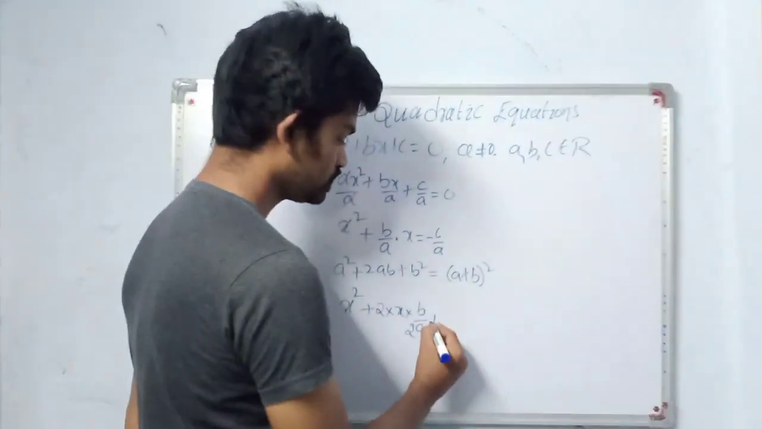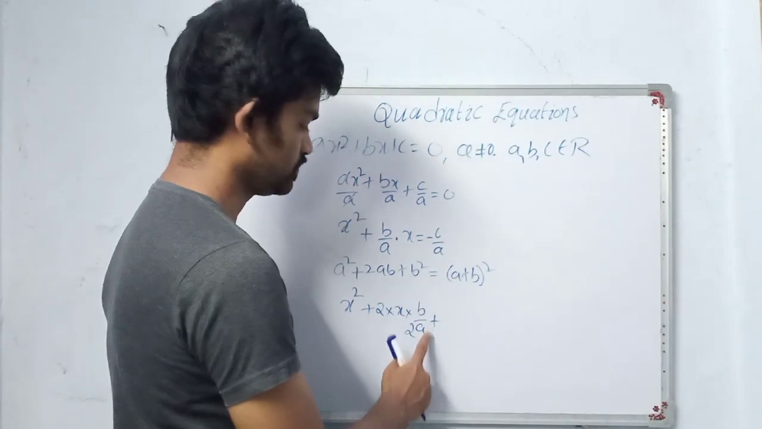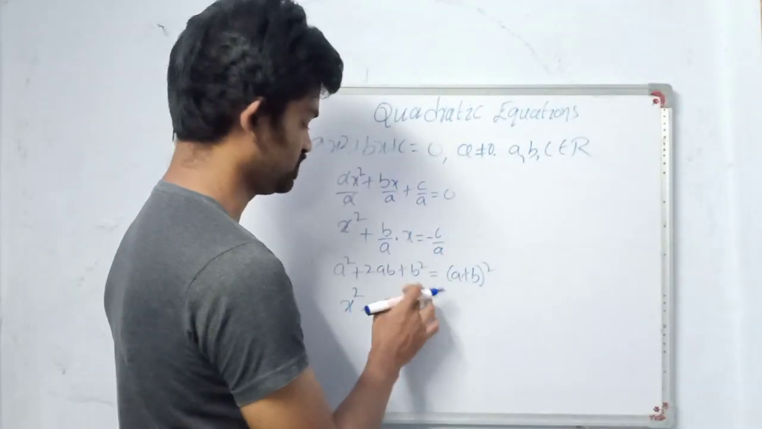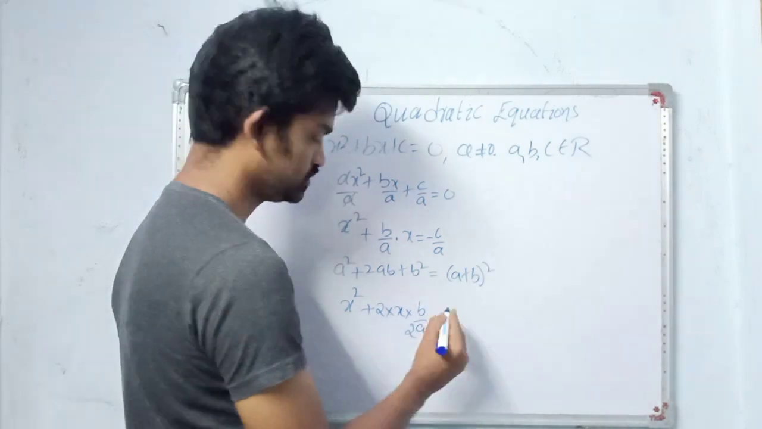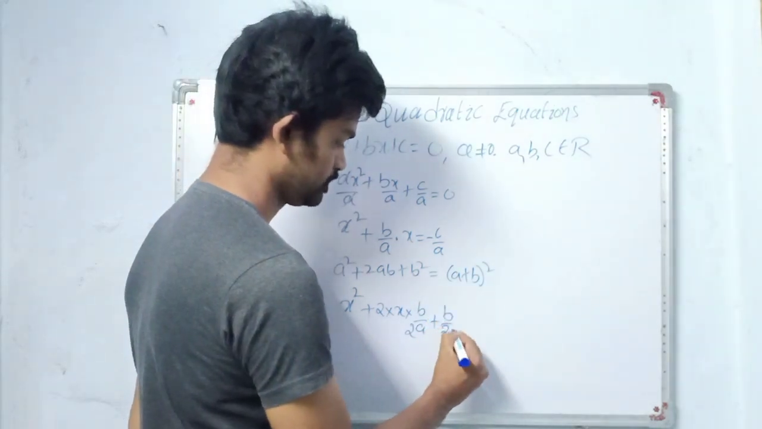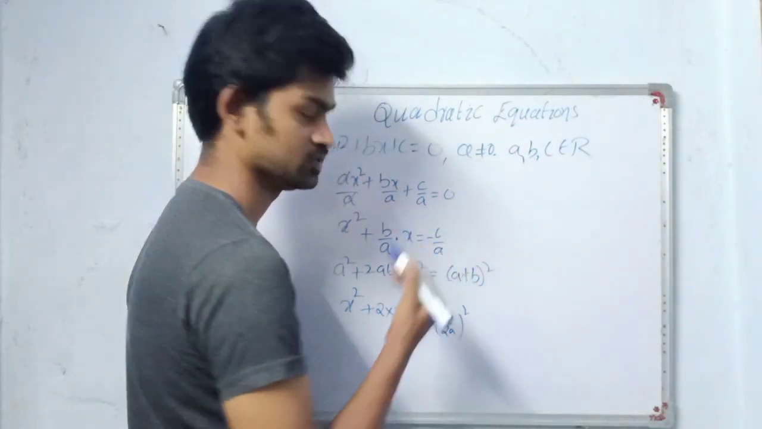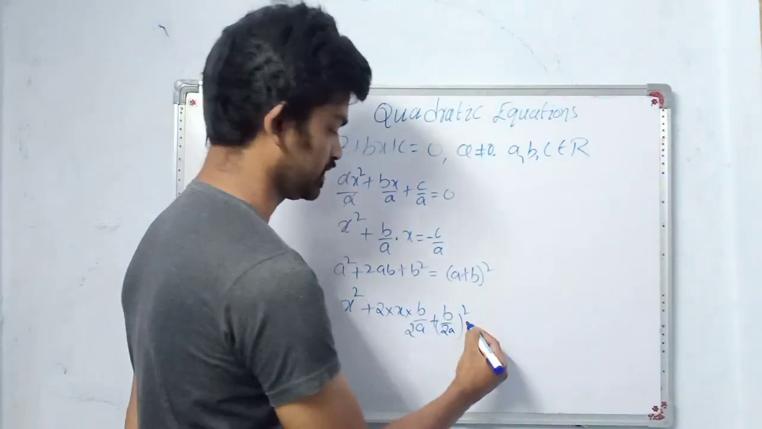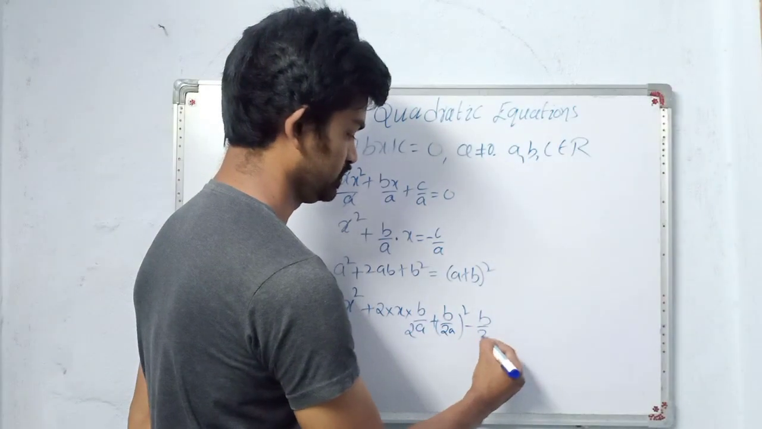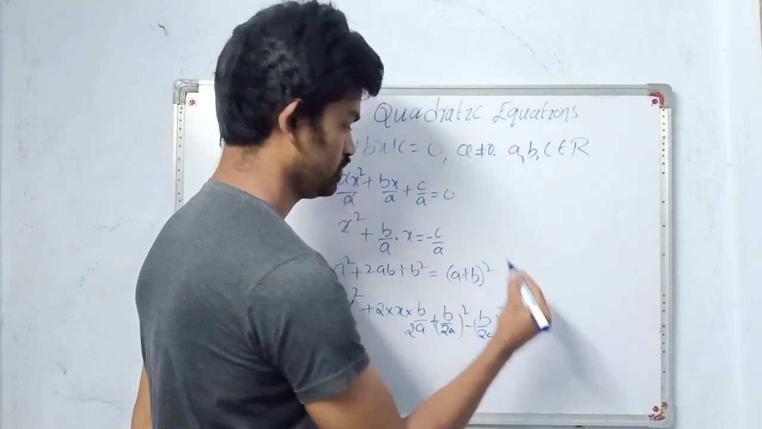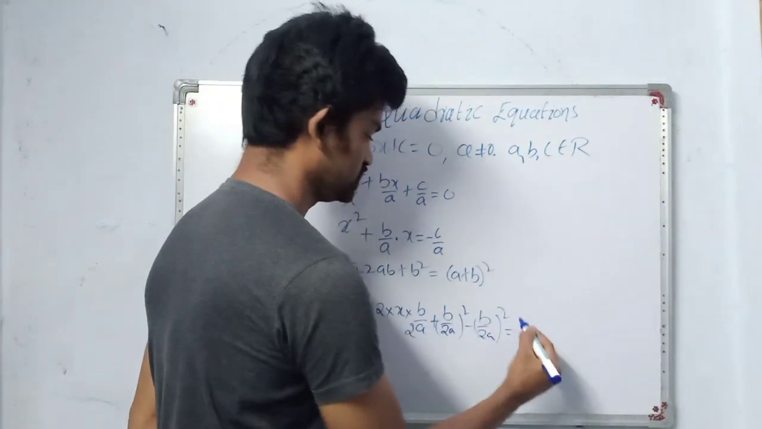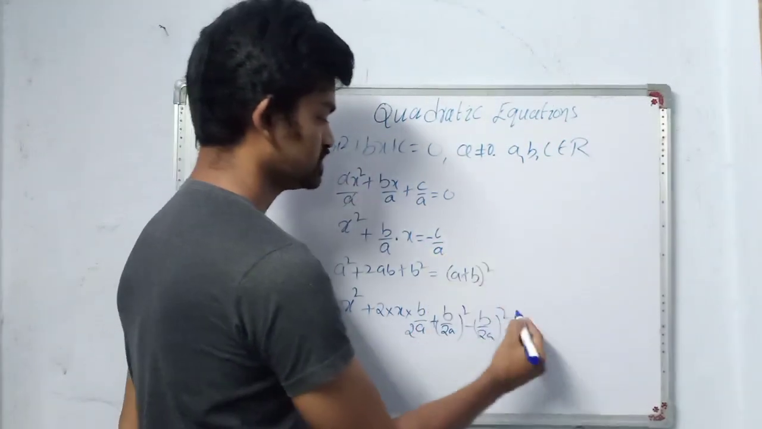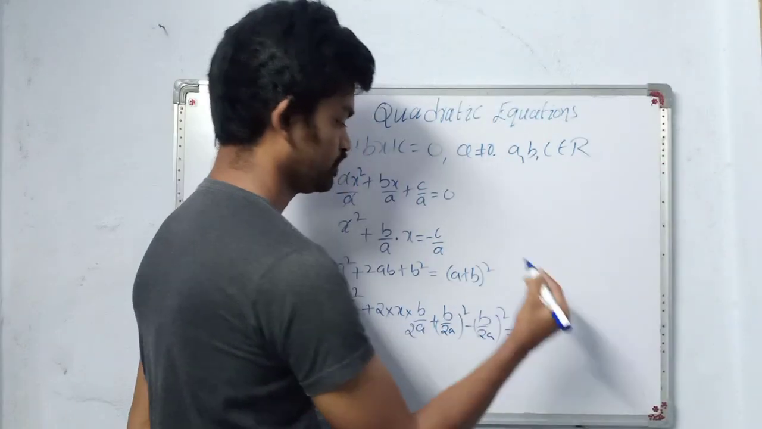Okay. So next, I want b square. So what is my b here? b by 2a. So b by 2a whole square. When you add, you have to subtract also. So minus b by 2a whole square is equal to minus c by a.